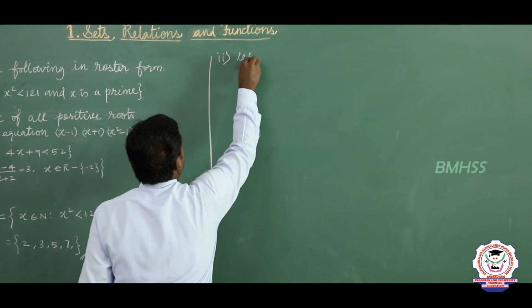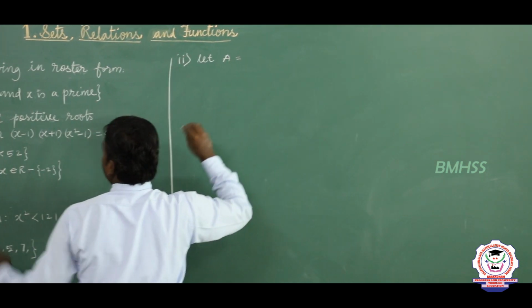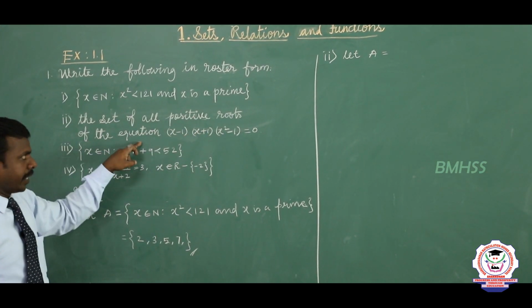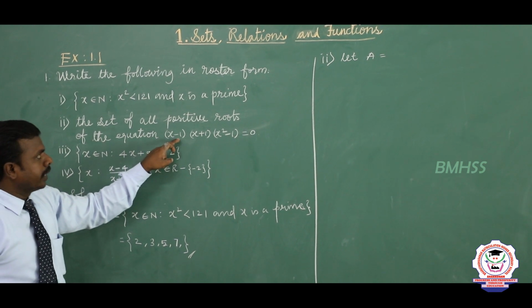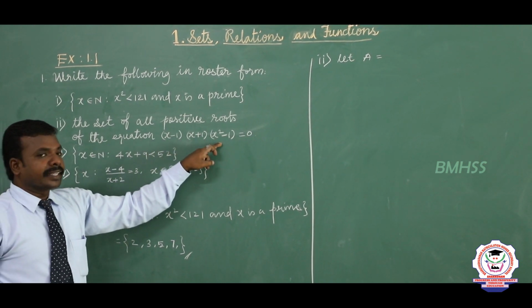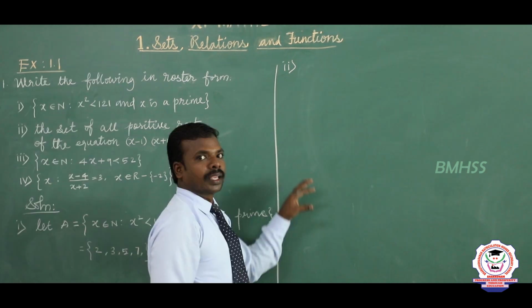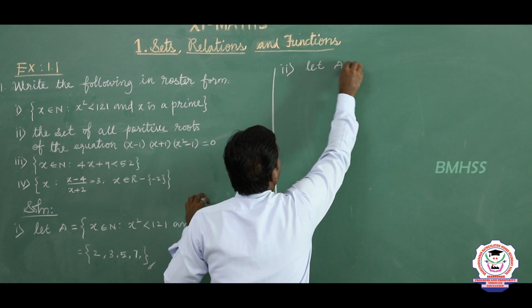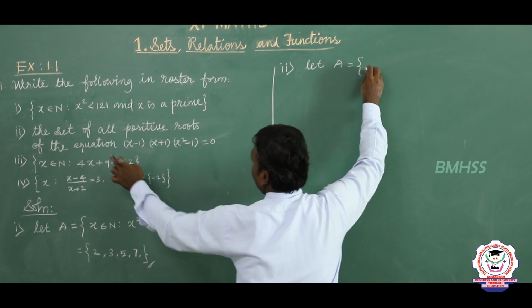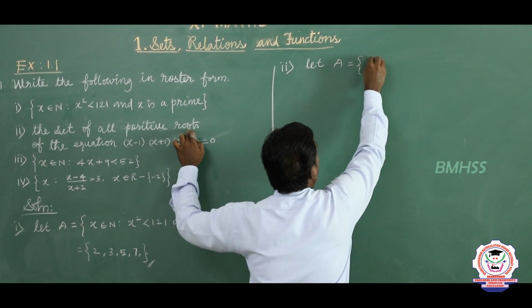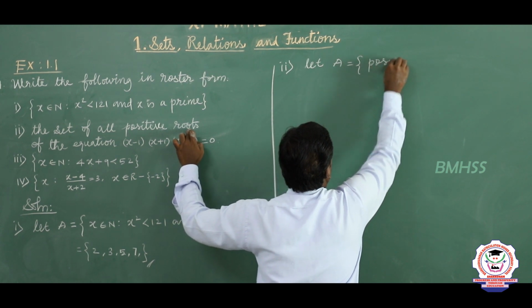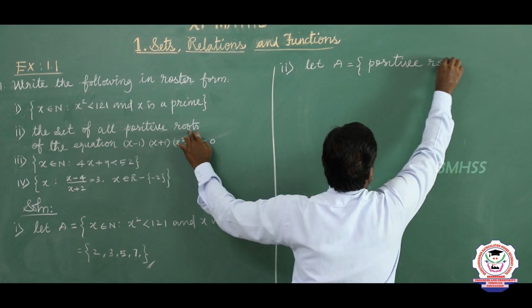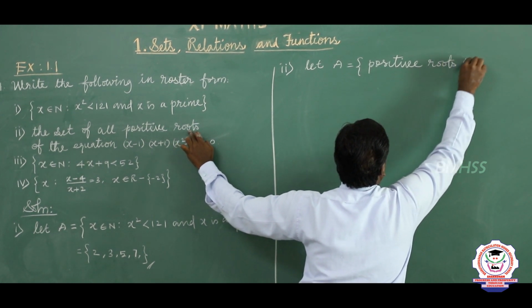The second subdivision, listen, very simple. Let the given set be A, the set of all positive roots of the equation (x minus 1)(x plus 1)(x square minus 1) equal to 0.